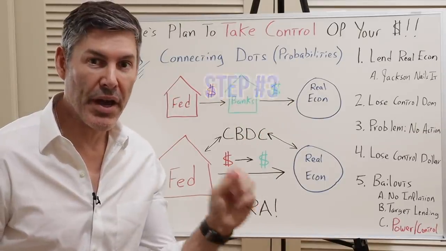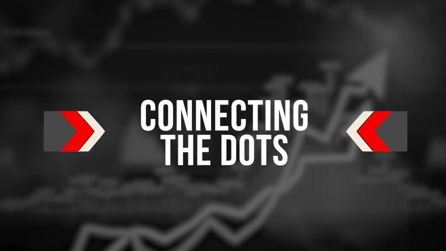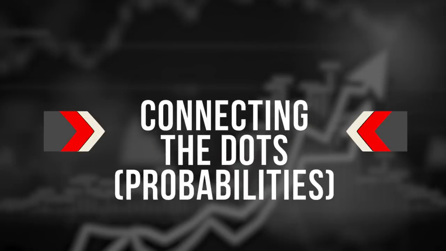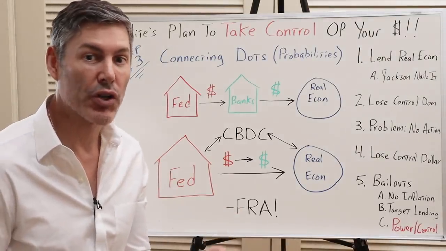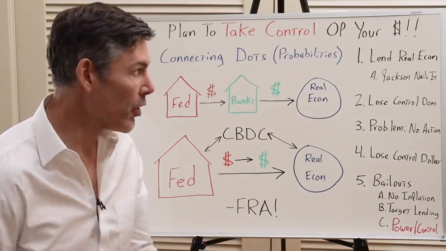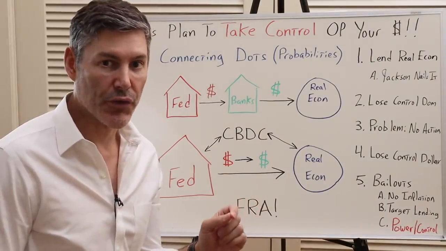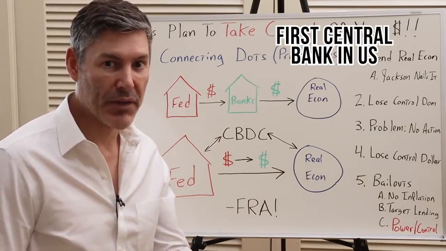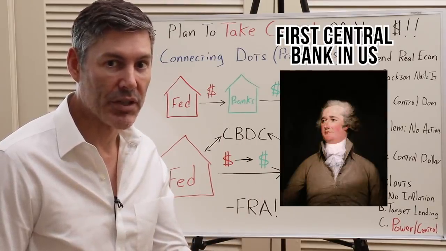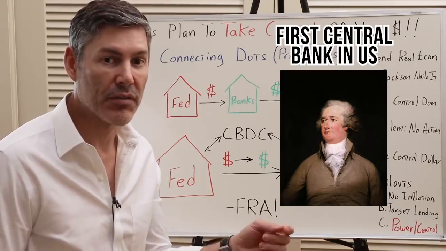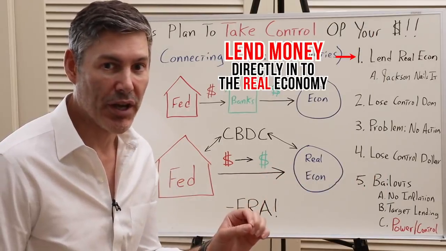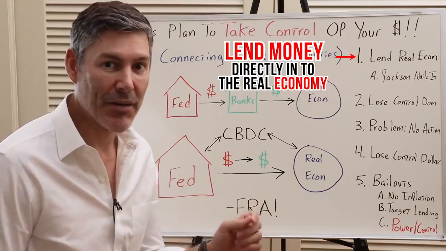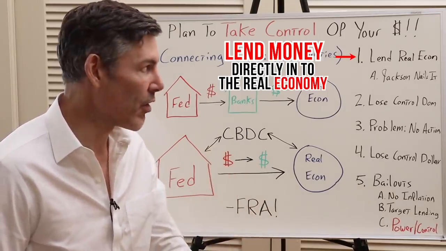Step number 3. Now let's go ahead and connect the dots so you can determine the probabilities of the Fed adopting a central bank digital currency so they can have more control or total control over your money. Let's review what we have learned from history. The first central bank of the United States was set up by Alexander Hamilton, not only to facilitate the government's bidding, but also to lend money directly into the real economy. This was the idea behind the original Federal Reserve.